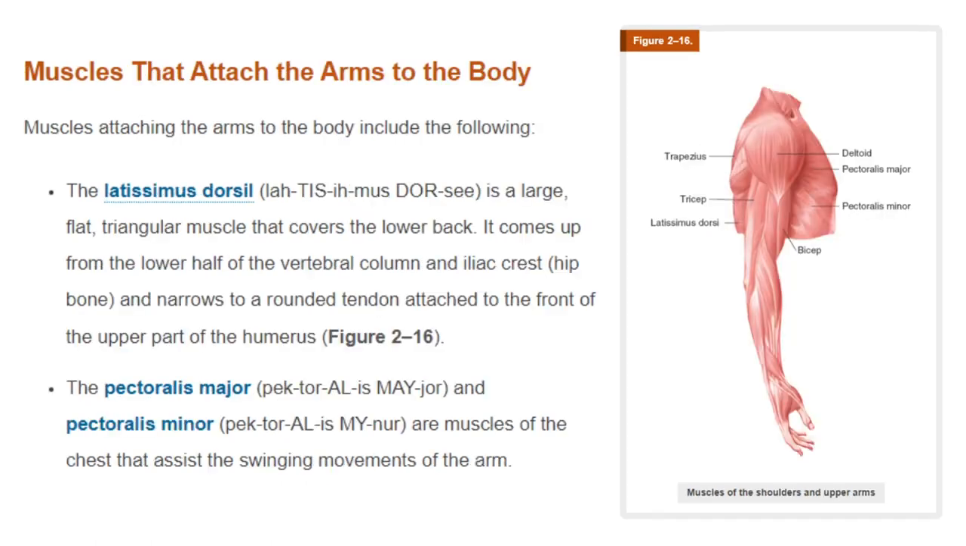Muscles that attach the arms to the body. Muscles attaching the arms to the body include the following. The latissimus dorsi is a large, flat, triangular muscle that covers the lower back. It comes up from the lower half of the vertebral column and iliac crest, the hip bone, and narrows to a rounded tendon attached to the front of the upper part of the humerus, Figure 2.16. The pectoralis major and pectoralis minor are muscles of the chest that assist the swinging movements of the arm.